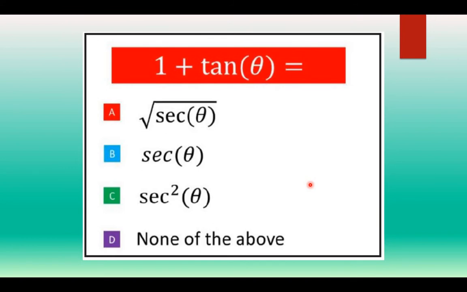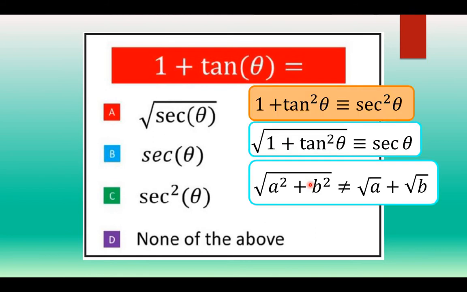Okay, 1 plus tan theta. This is a good one for identifying if we've misunderstood square roots. Okay, so we're thinking there was one of those identities had a 1 and a tan in it. Okay, but it was a tan squared. So perhaps you might think, well, if we square root it, we're going to get sec. Now that's correct, but we can't split up these terms. We can't have root 1 plus root tan squared.